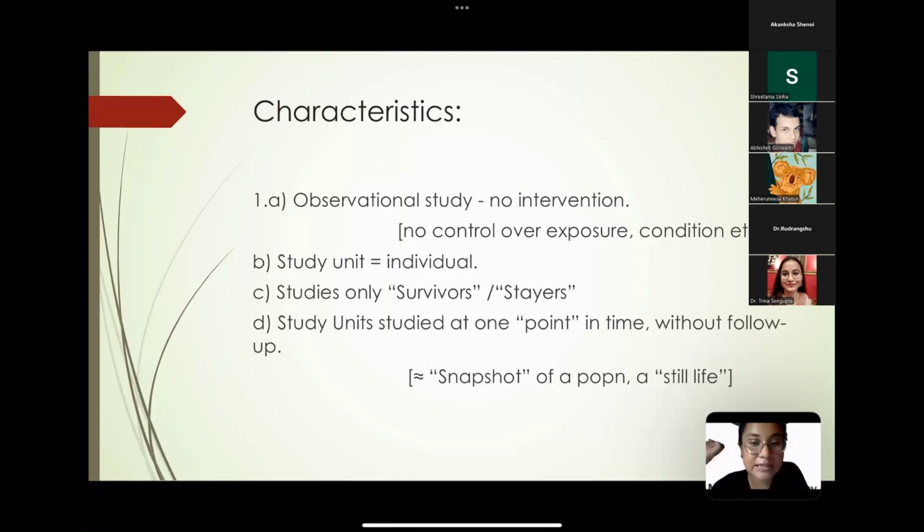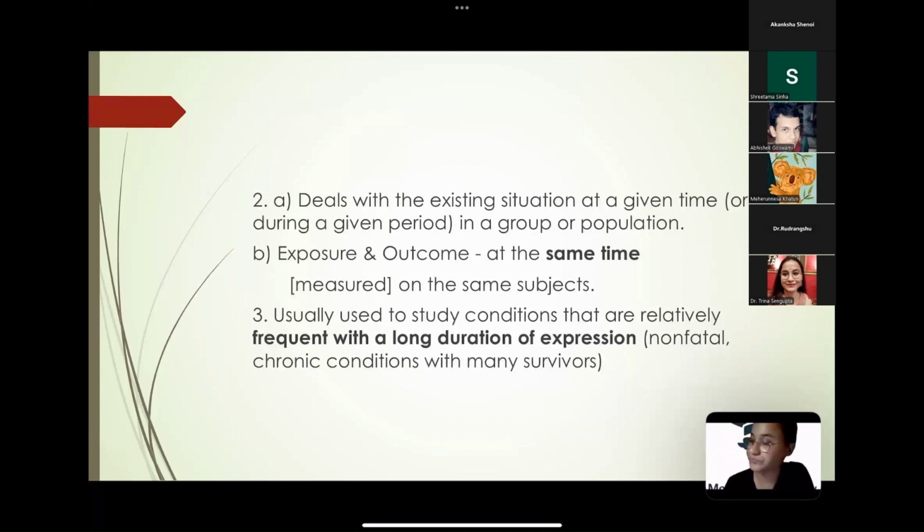The study unit is studied at one point of time, like a snapshot of a population. No follow-up, only the snapshot of the population. Second point, it deals with the existing situation at a given time or during a given time period in a group of population. So at a single time, I told you, exposure and outcome are measured at the same time. It is not that the outcome has occurred before or the exposure has occurred before. We do not even know.